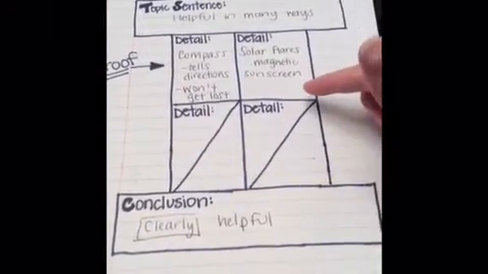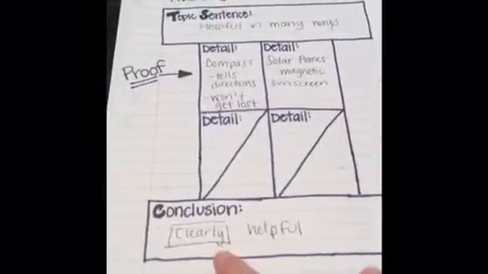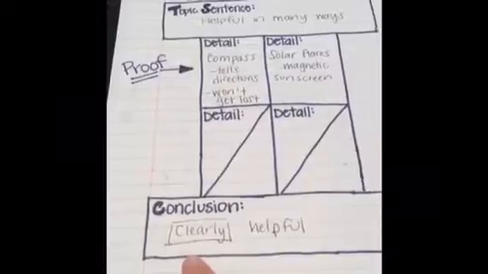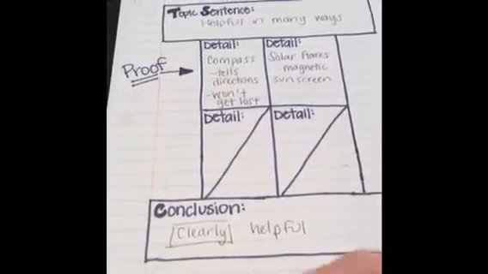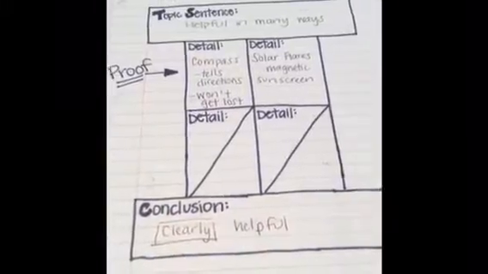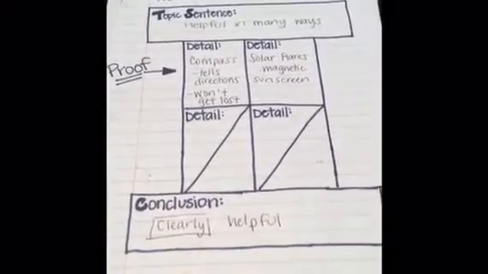It's like a magnetic sunscreen. On the conclusion, we loop back to how it's helpful in many ways by saying, clearly, I've proven my point. You can see that it's helpful. Now what we need to do is take our plan and use that to write an expository.